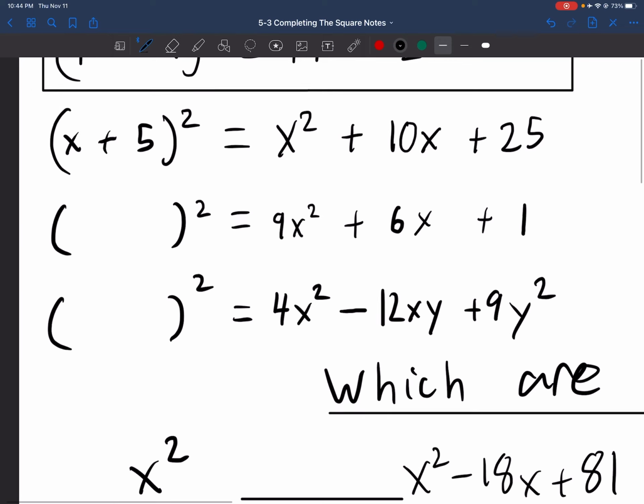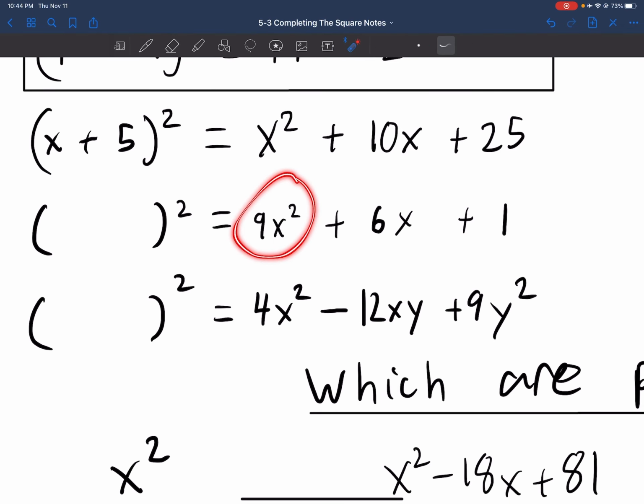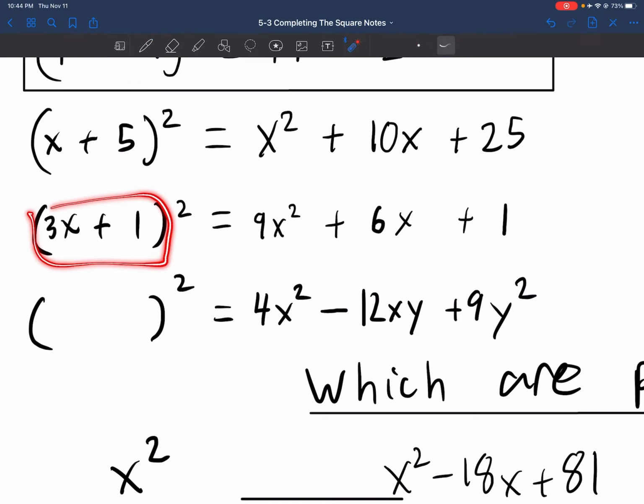Similarly, with 9x squared plus 6x plus 1, 9x squared would be written as 3x. 1, the perfect square, is written as 1, and in the middle I check the sign, so I write a plus. This is (3x + 1) times another (3x + 1). When FOILed together, it will give us 9x squared plus 6x plus 1.